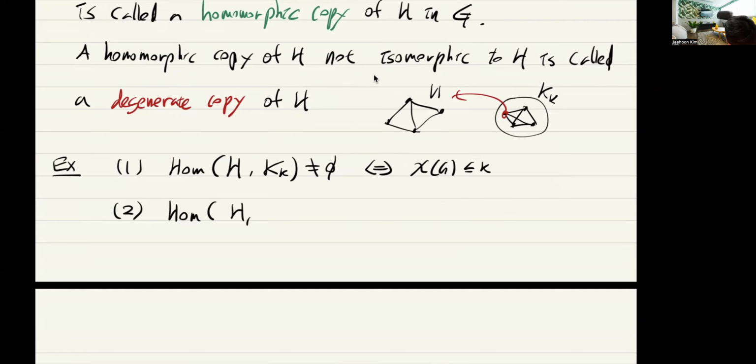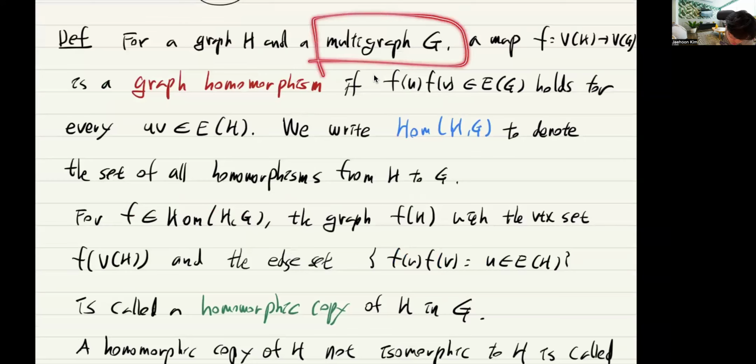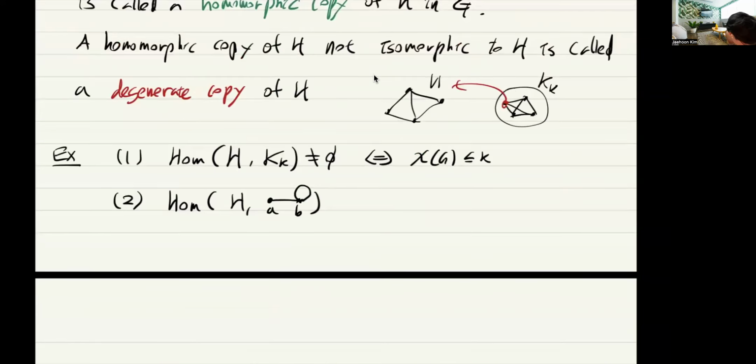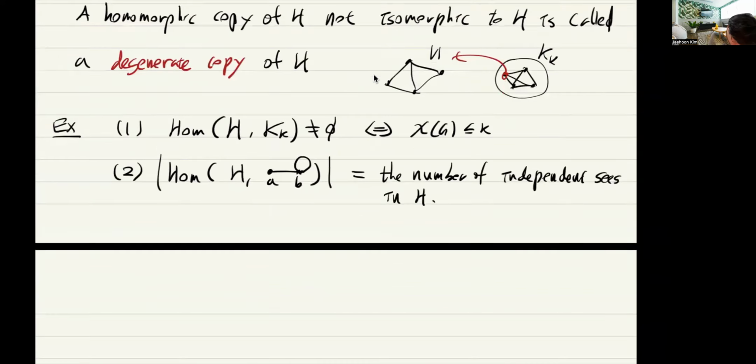And also we can consider this graph. So there are two vertices A and B, and then there is an edge between them, and then there is a loop at B. Recall that we defined it for multigraph H. And if you just count this, that's the same as the number of independent sets in H. Why? Again, you consider all the images of this vertex.